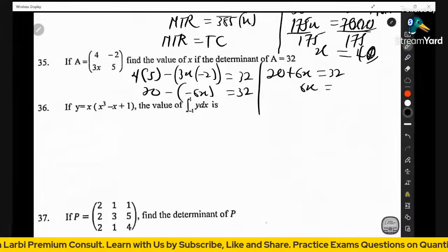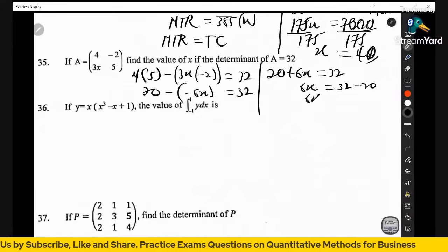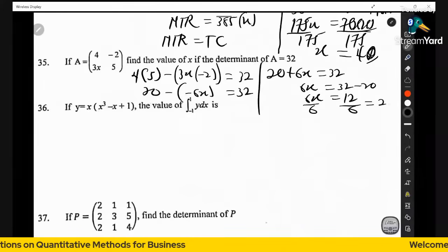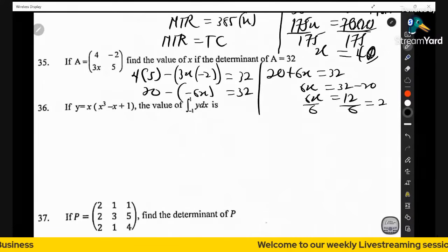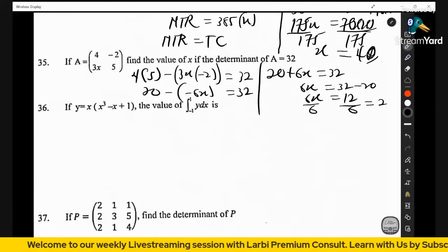So therefore, 6x should be equal to 32 minus 20. So we have 6x equal to 12. So we divide both sides by 6, and we are getting x to be equal to 2. So the value of x when determinant A is equal to 32 is 2. So just substitute there and get the whole of this entry.